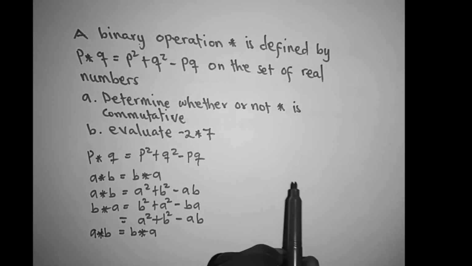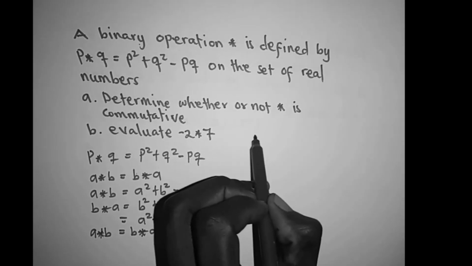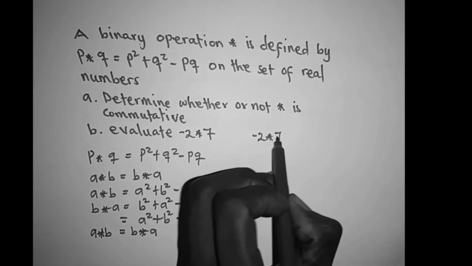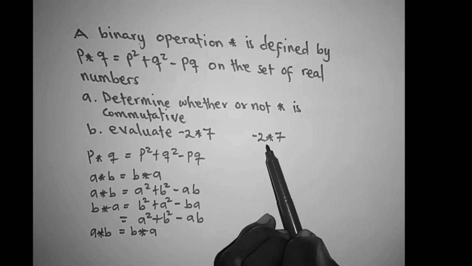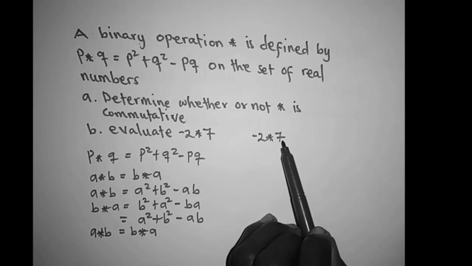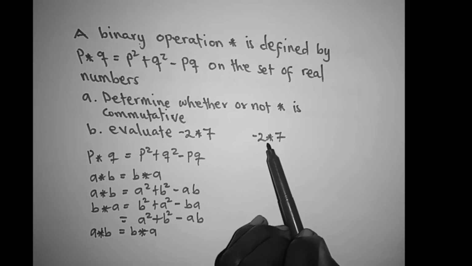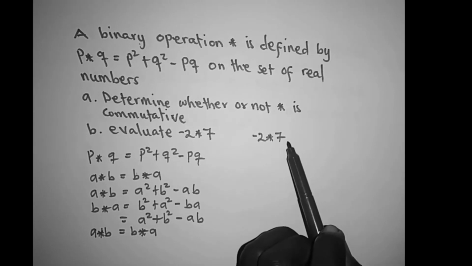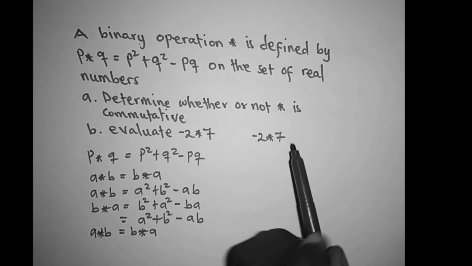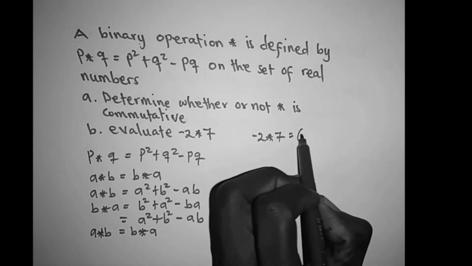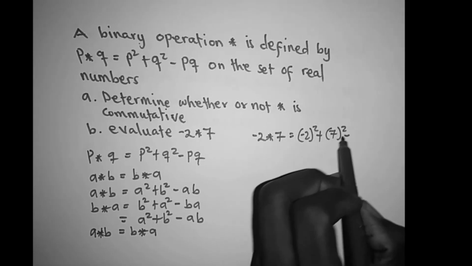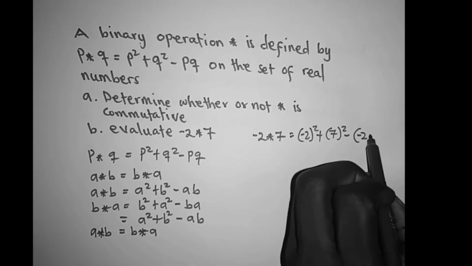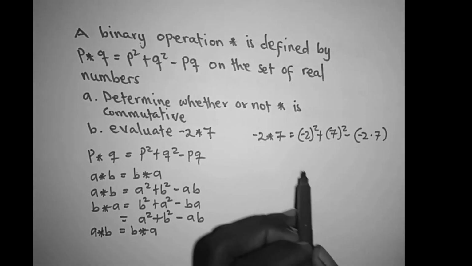Now the second aspect is saying we should evaluate minus 2 operation 7. So this means that wherever we see p, we put minus 2, and wherever we see q, we put 7. So minus 2 operation 7 equals minus 2 squared plus 7 squared minus, in brackets, minus 2 times 7.